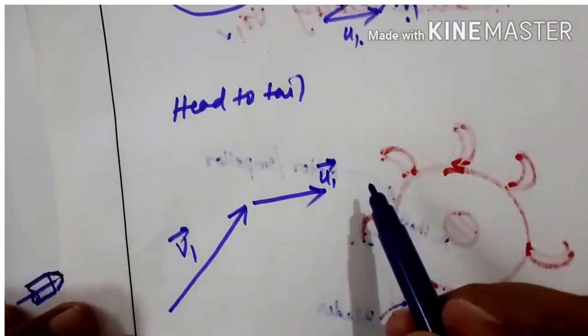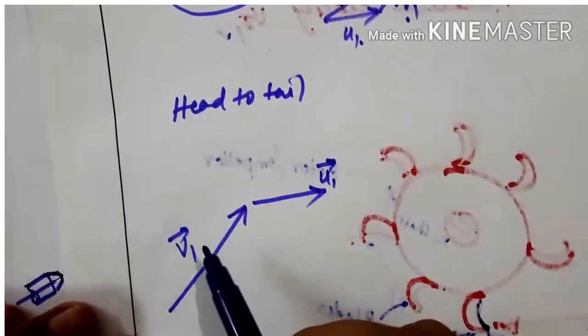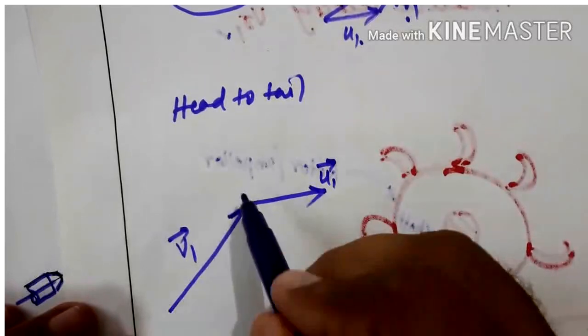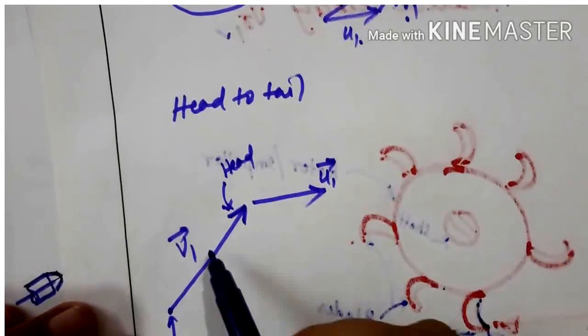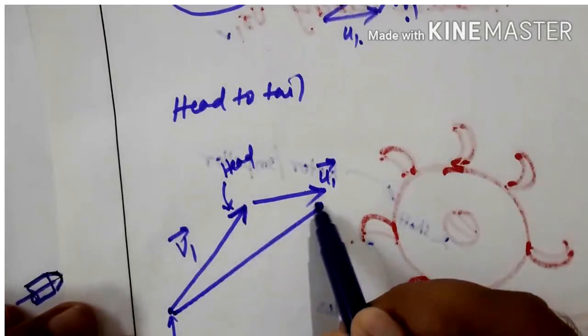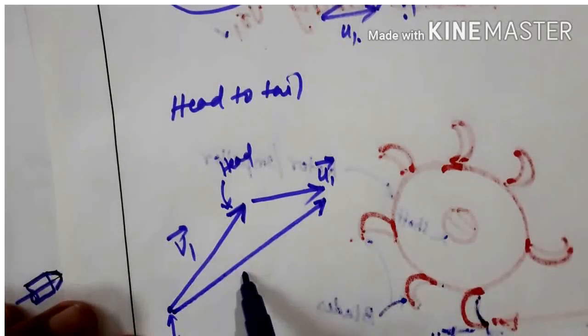So we are taking the vector difference for the relative velocity. As we know the definition of a vector, the vector will have both magnitude as well as direction. So here the arrow represents the head, and this represents the tail. Then how to add these two vectors? Just join the tail of the first vector to the head of the next vector. So this gives you what?